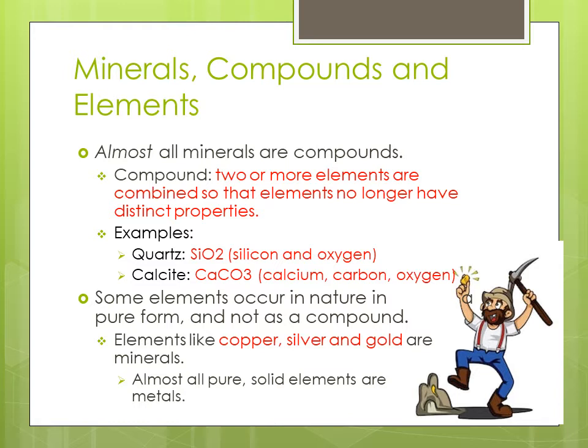Same here with calcite. Calcite is a compound of calcium, carbon, and oxygen. All right, CaCO3. Again, it is neither calcium, it is neither carbon, it is neither oxygen. Combining them makes calcite. And again, it will always have a definite chemical composition.